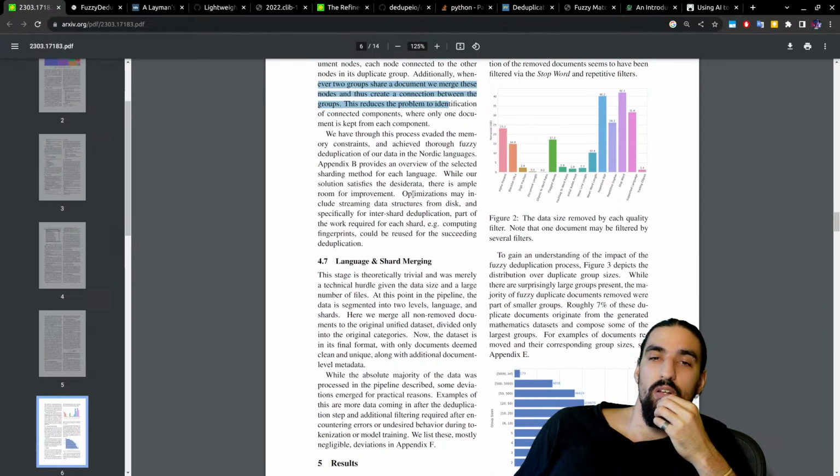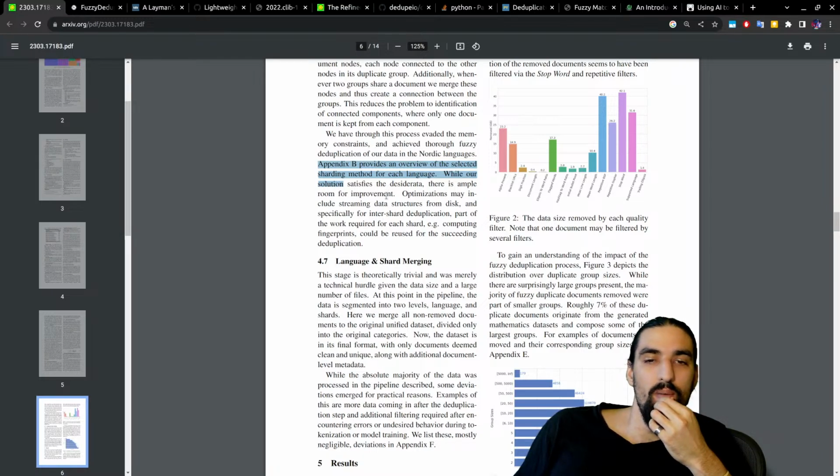We have, through this process, evaded the memory constraints and achieved thorough fuzzy deduplication of our data in the Nordic languages. Appendix B provides an overview of the selected sharding method for each language. Cool.